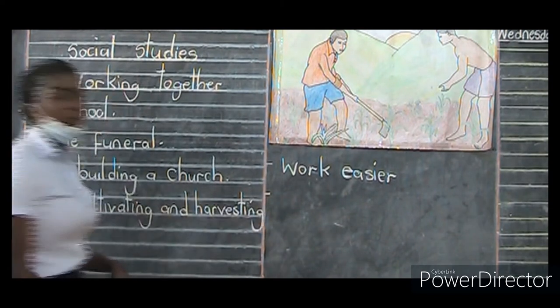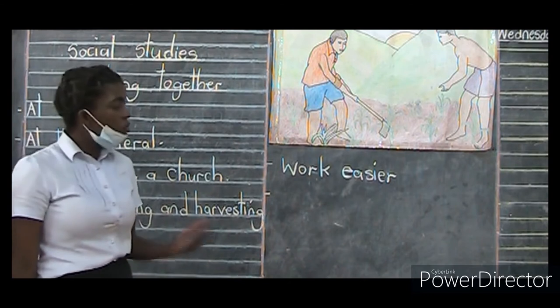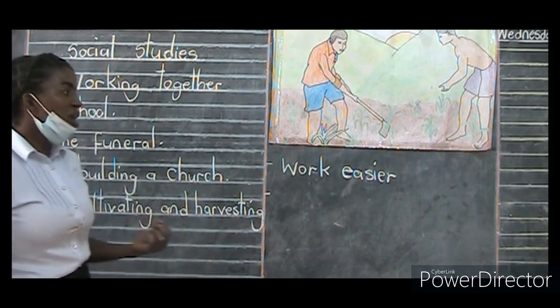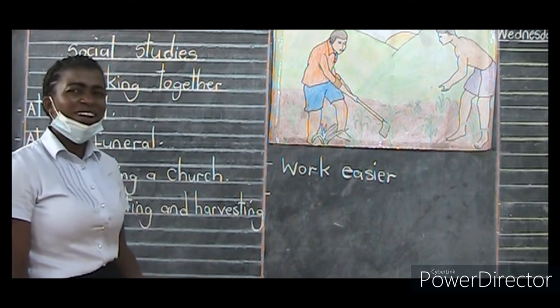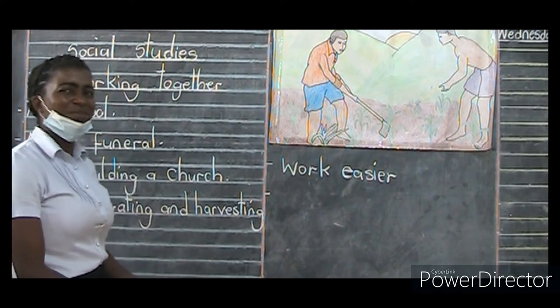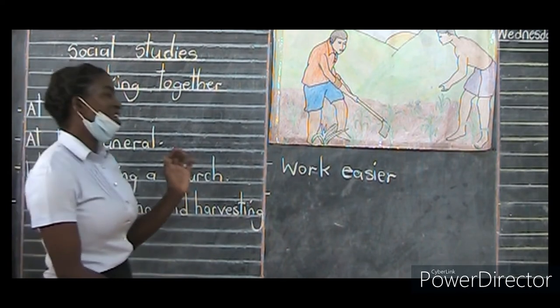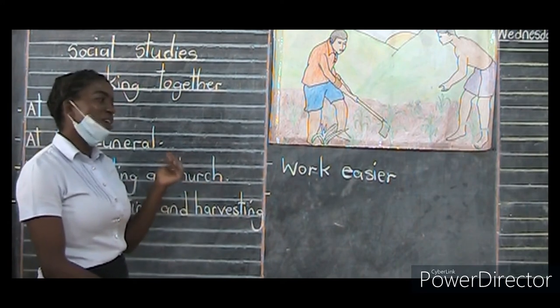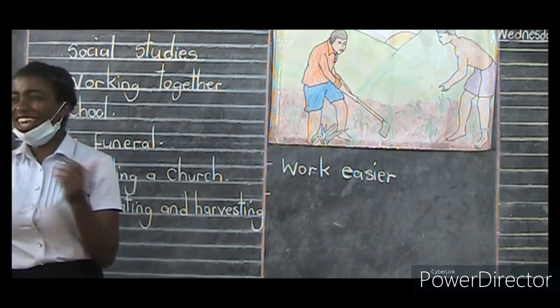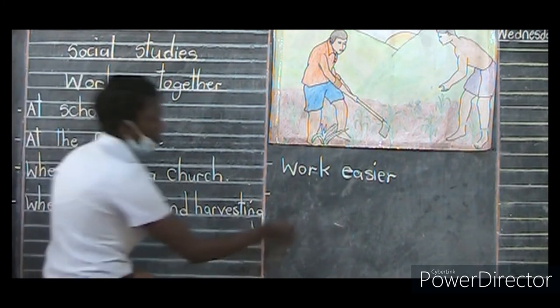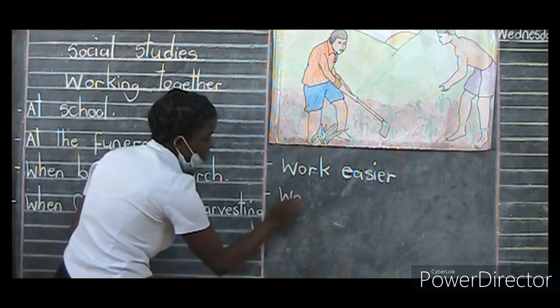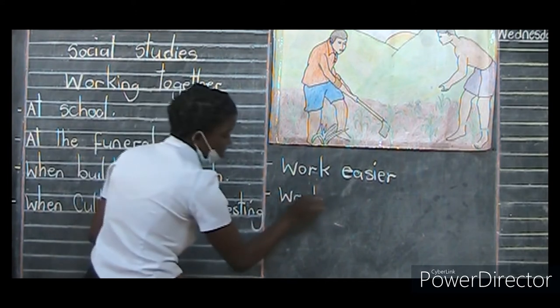Another point, anyone? So our friend has said that when we're working together, work is easier. Another? When working together, we're saying work becomes easier. Then the other thing is, we finish fast. Work is done fast.